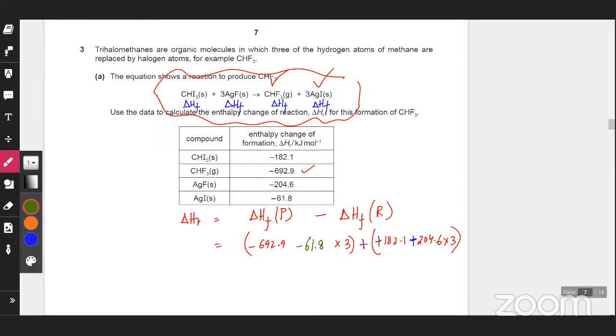And everyone try and calculate this. A lot of people would get different values. Minus 61.8, and that's going to be multiplied with 3. And then you add. What do you add? You add 182.1. Even use calculators in your brackets. Plus 204.6 into 3.